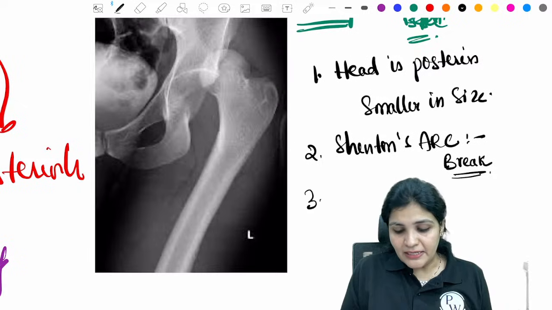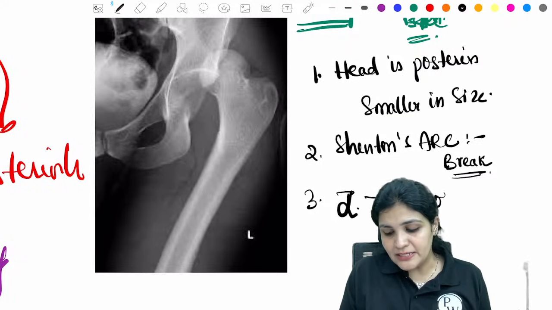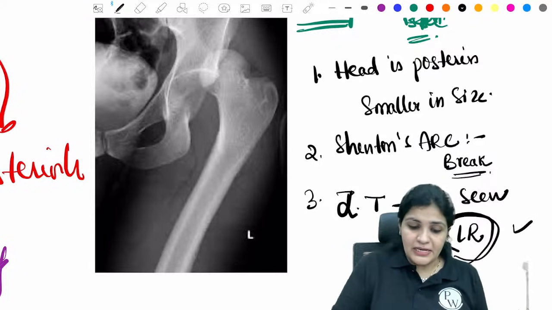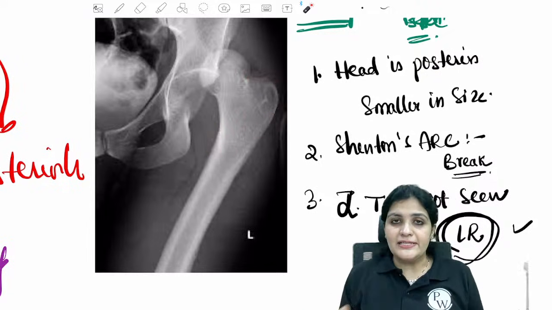And then what you can see, the LT, the lesser trochanter, is not seen. That means the limb is in internal rotation. So this is the lesser trochanter. We have seen there, this is the greater and this is the lesser. So here you can't see the lesser trochanter.